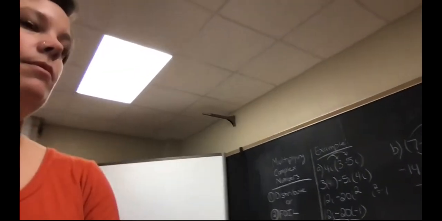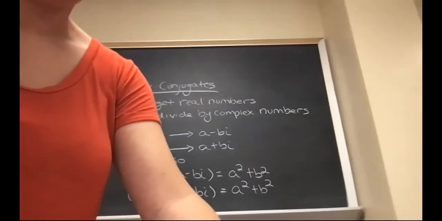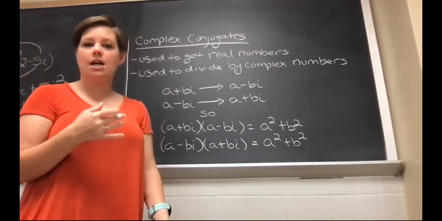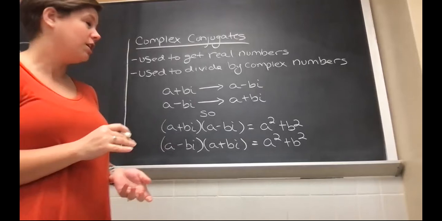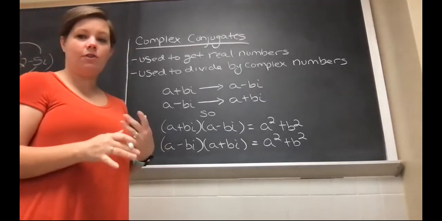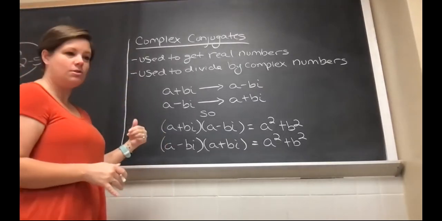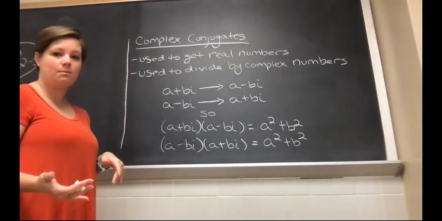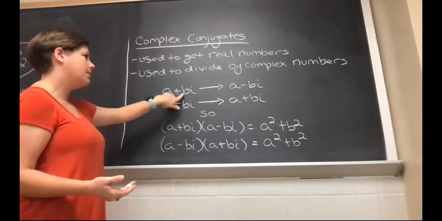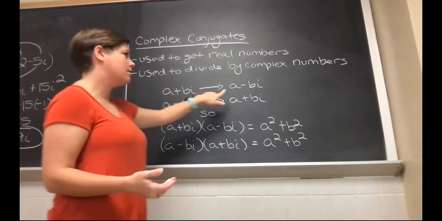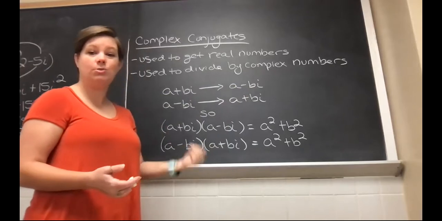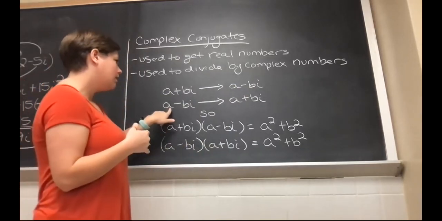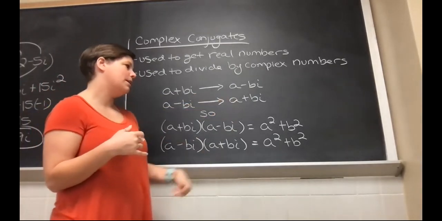So that's multiplying. So how do we do division? Well, before we can do division with complex numbers, we have to learn a new concept. And the new concept is called complex conjugates. So we use the conjugate of complex numbers in order to get real numbers, like to get rid of the imaginary part of our numbers, and to divide by complex numbers. So if we have a plus bi, then the conjugate is a minus bi. Notice we didn't change the a, we didn't change the b. All we did was change the sign in between them. Similarly, a minus bi, the conjugate will be a plus bi.